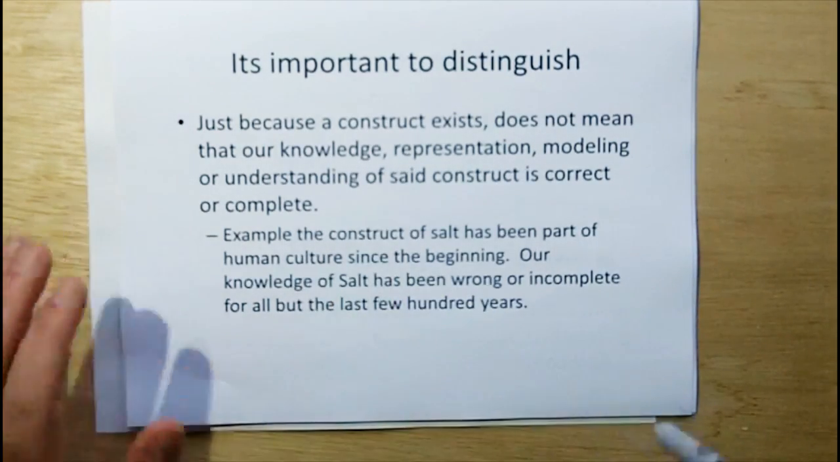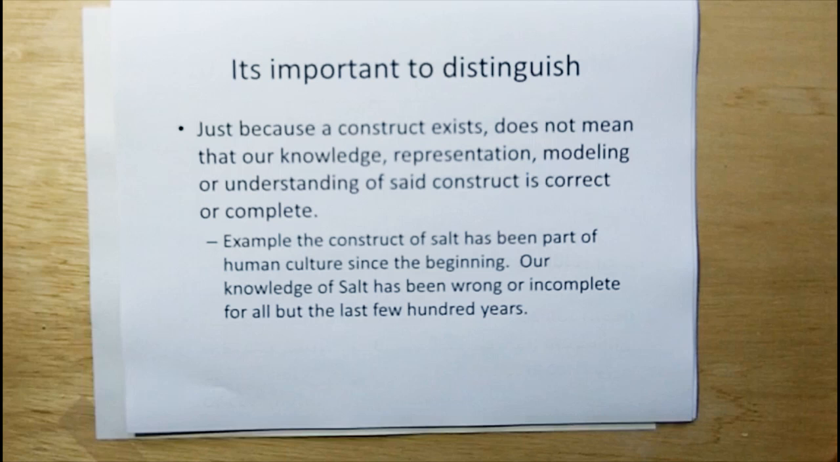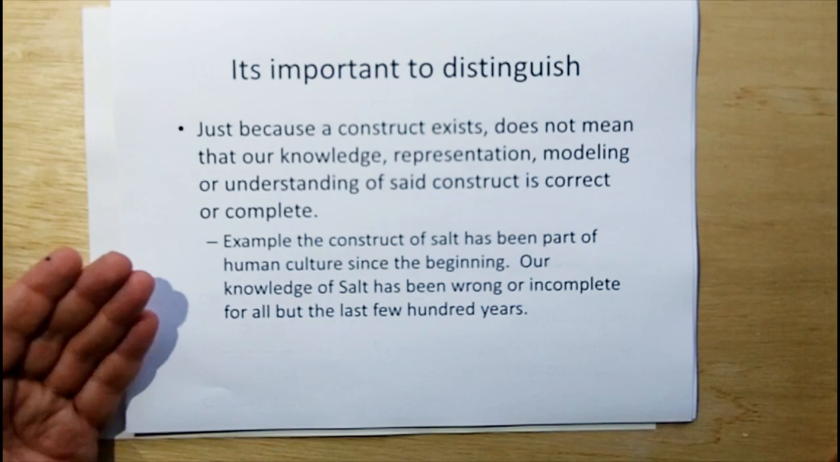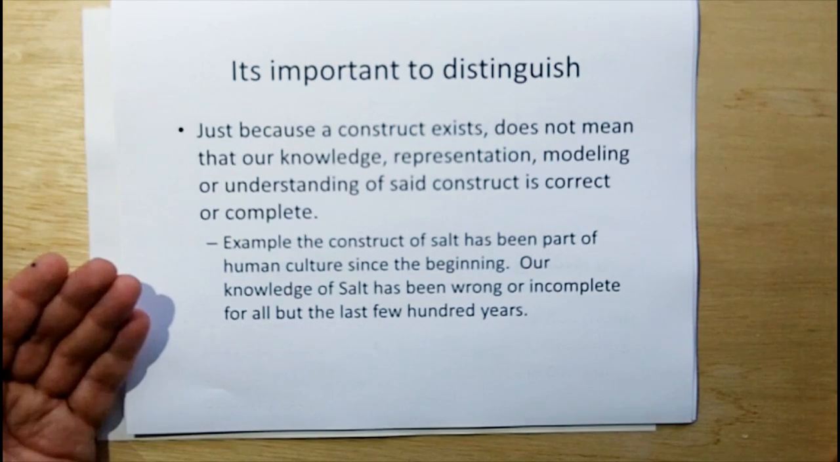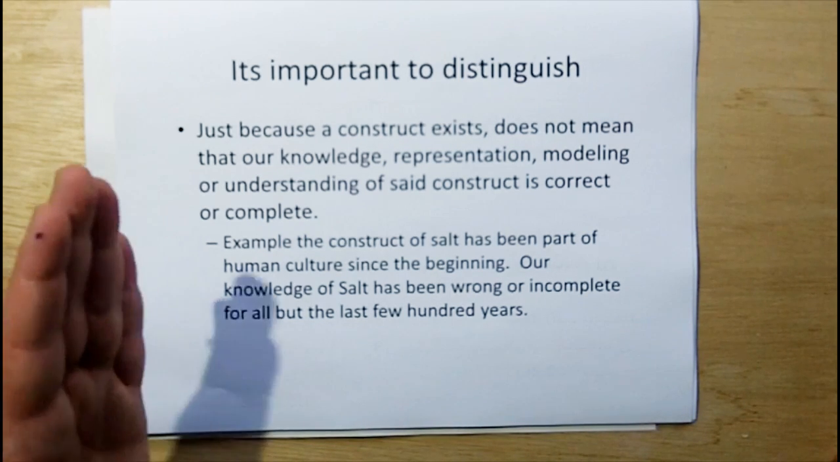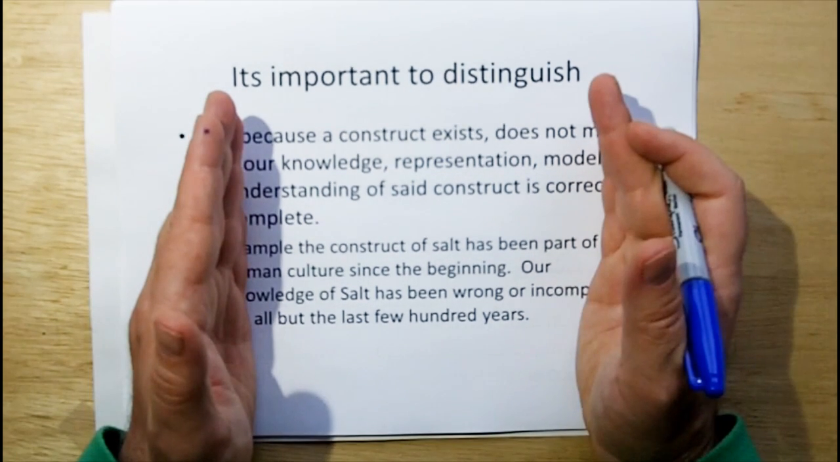Just because a construct exists does not mean that our knowledge, representation, modeling, or understanding of said construct is correct or complete. For example, the construct of salt has been part of our human culture since the beginning. However, our knowledge of salt has been wrong or incomplete for all but the last few hundred years of our existence. We need to separate the construct from the knowledge of the construct.